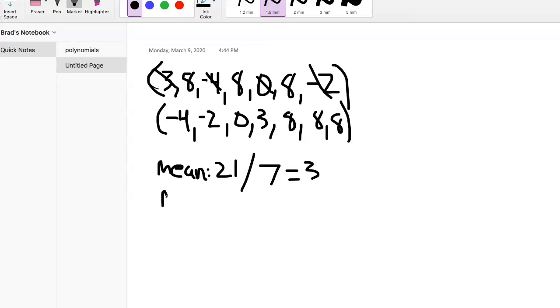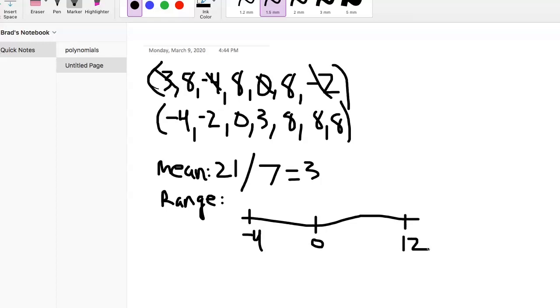Next we have range. Okay, so range just means what is the difference between the smallest number and the biggest number. So sometimes with range, it's easier to do a little number line, right? Where we have, okay, here's 0, and the smallest number is -4. Biggest number is 8.